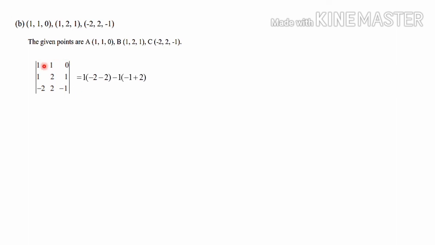1 into (2 into -1), that is -2, minus 2 into 1, which is 2, so -2 minus 2 is -4. Then minus 1 into (1 into -1), that is -1, and minus into minus is plus, 2 into 1 is 2. So -1 plus 2 is 1, and 1 into -1 is -1. So -4 minus 1 is -5, which is a non-zero number, not equal to 0. Therefore, a unique plane will pass through the points A, B and C.